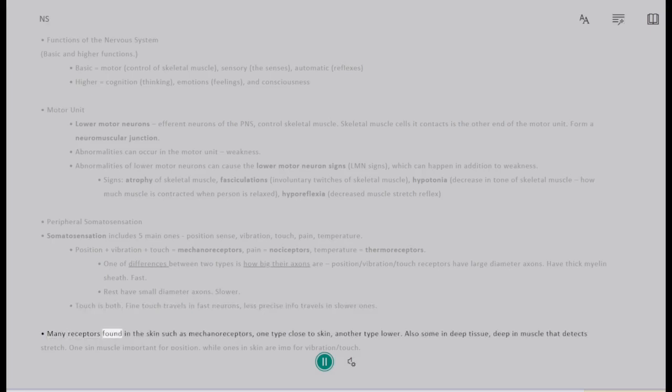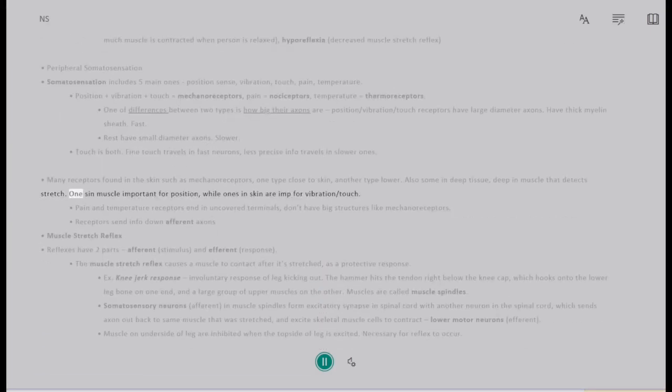Many receptors are found in the skin, such as mechanoreceptors, one type close to the skin surface, another type lower. Also some in deep tissue, deep in muscle, that detect stretch. The ones in muscle are important for position, while the ones in skin are important for vibration/touch. Pain and temperature receptors end in uncovered terminals, and don't have big structures like mechanoreceptors. Receptors send information down afferent axons.